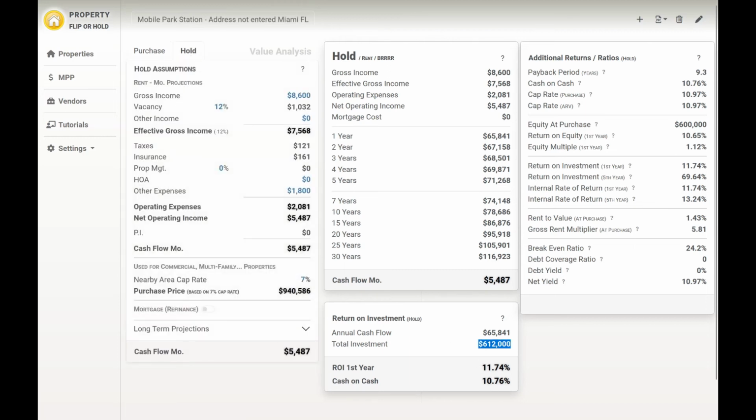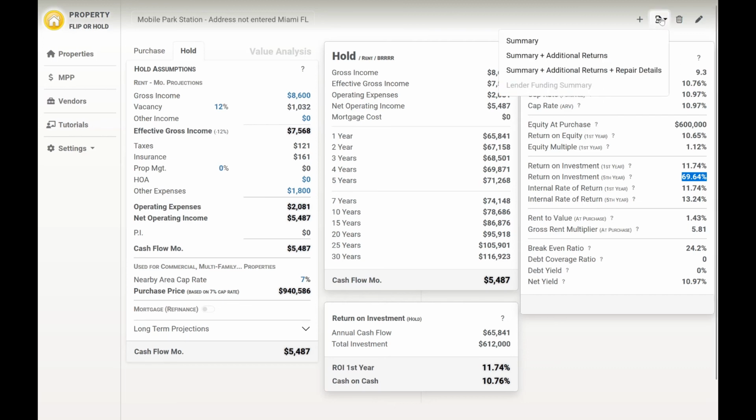And we can also look at additional returns. Our payback period is almost 10 years. Cash on cash, almost 11. The cap rate, almost 11%, and so on. And we can look at the return on investment. The first year is almost 12%. On year 5, it's almost 70%. Again, this is taking a look at it without any financing at all.